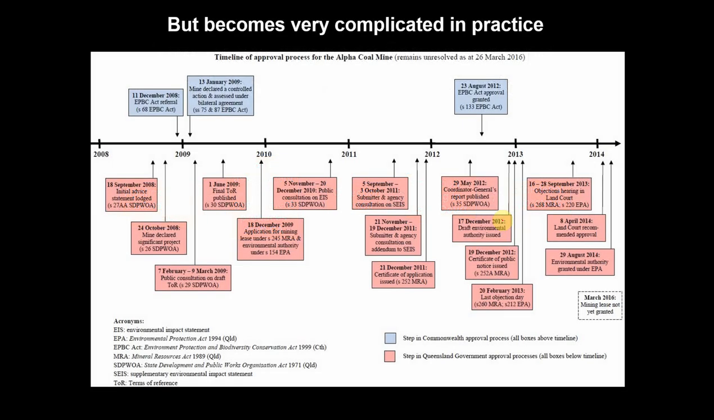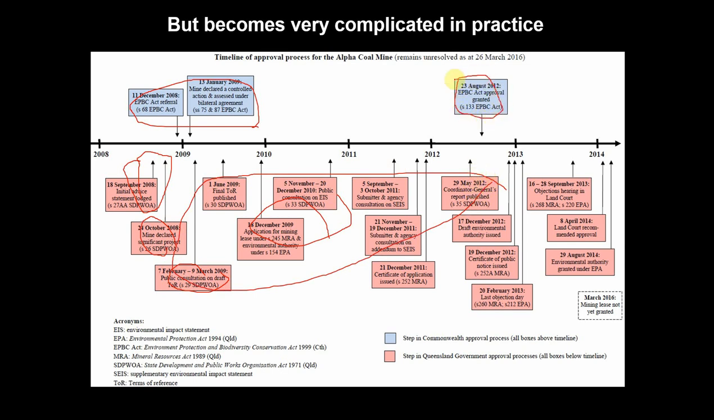So this is a flowchart from a mine that I was involved with litigation about a few years ago. The Alpha coal mine, I showed you a few pictures of the test pit for it out in the Galilee Basin. It started in 2008 under the State Development Public Works Organisation Act. It was declared a significant project. There was terms of reference. The whole EIS was prepared. So everything under the timeline is at a state level. And then at a federal level, it was also assessed under the EPBC Act. But they used the EIS process under the State Development Public Works Organisation Act, which comprises all of these steps for the assessment. And then the EPBC Act approval was granted in 2012.